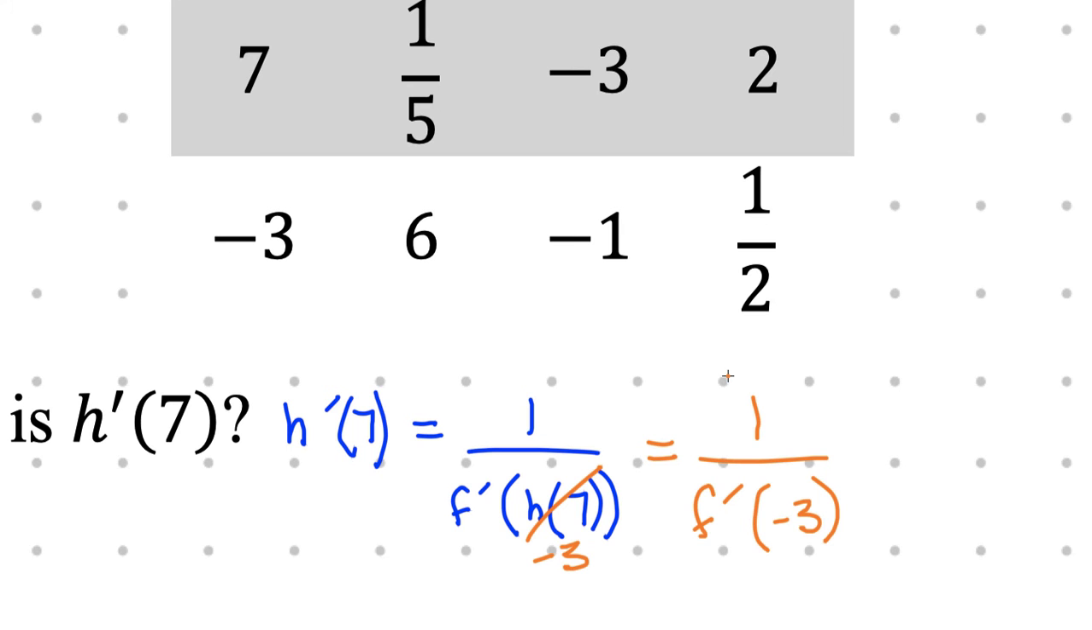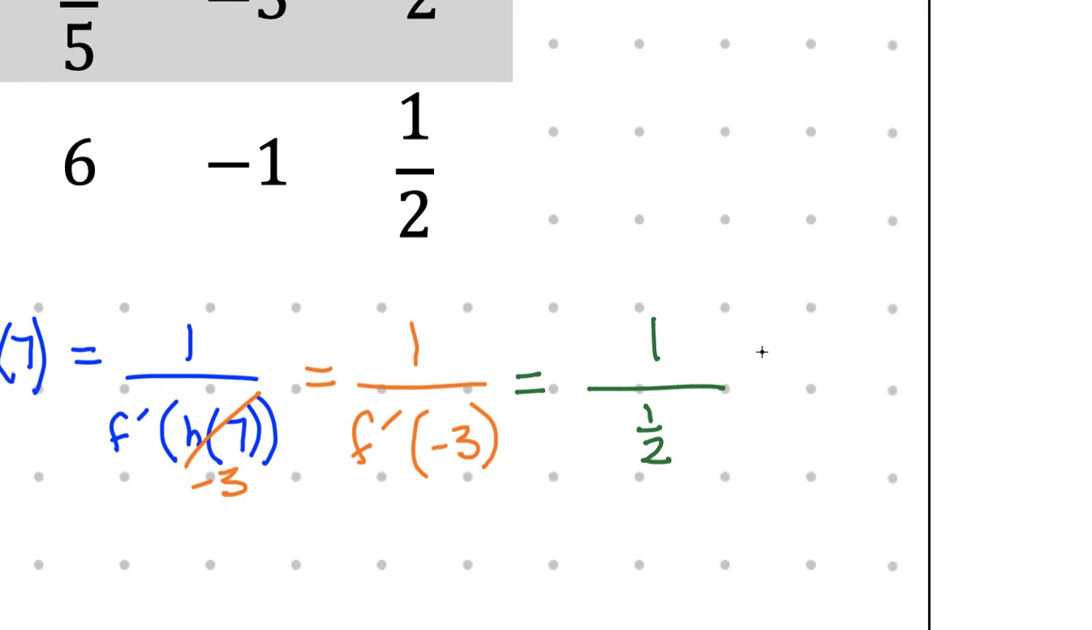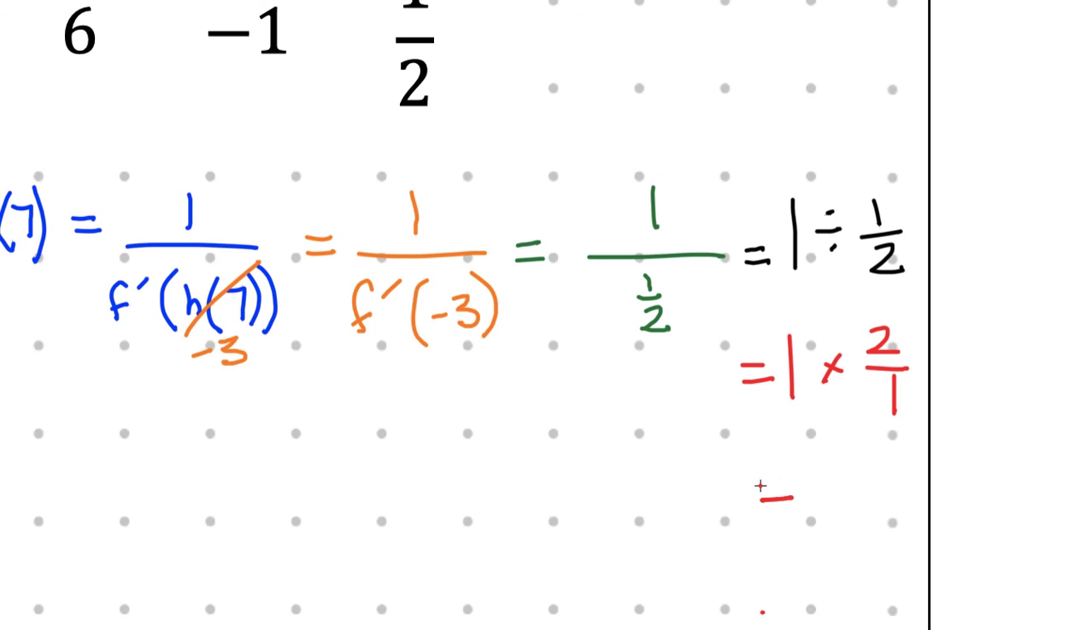So the answer is a half, right? Good, you got it. Wait, why? Because it has a 1 on it. So I still have the 1 on the top. F prime of negative 3 is a half. So what is 1 divided by a half? I can ask that literally. What is 1 divided by 1/2? Well, keep it, change it, flip it. So if I keep it, 1, it's just 1. Keep it, change it, flip it, 1 times 2 over 1 is 2.